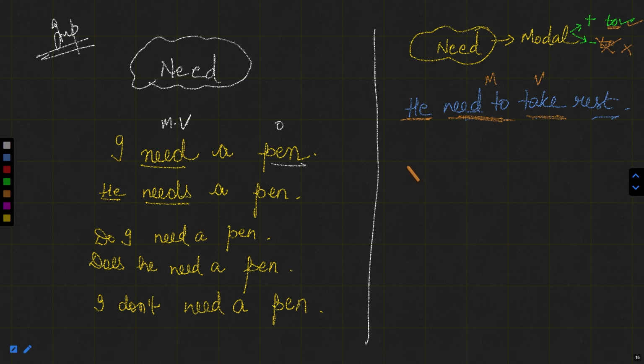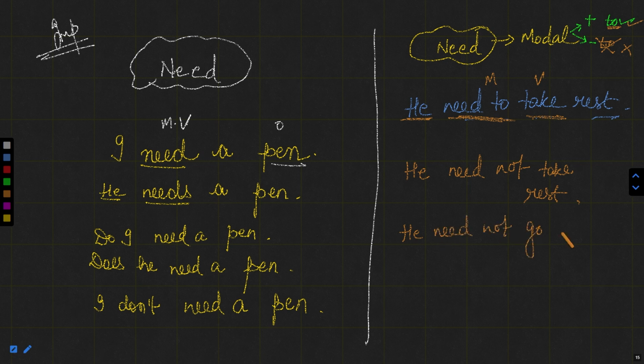But if I say, "He need not," now this one is negative. We cannot say "need to not" or "need not to." No, that is incorrect. "He need not take rest." Now this will be the sentence. "He need not go there." It means there is no requirement of him to go there. "He need not go there."